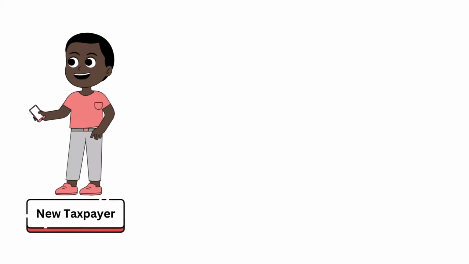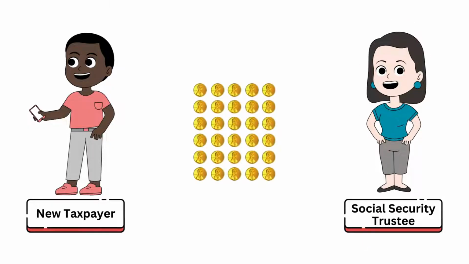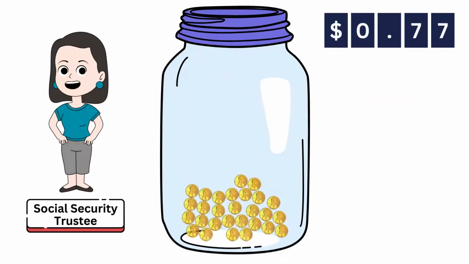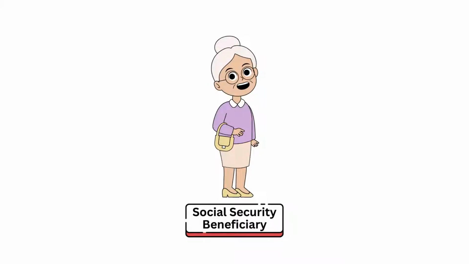Let's add another character to this scenario. A young taxpayer. Our young taxpayer just got their first job, and they're now paying Social Security taxes. The young taxpayer pays 30 cents into the trust fund, so the Social Security trustee adjusts the counter accordingly. The old taxpayer is now at the age where they can begin collecting Social Security, so they are now a Social Security beneficiary and are no longer paying taxes into the program.